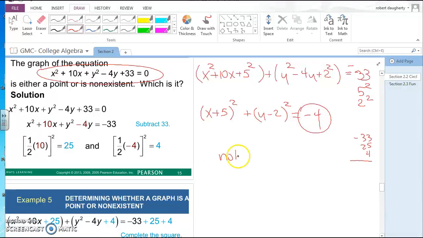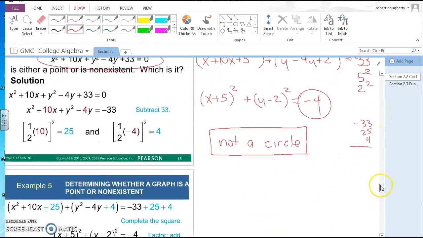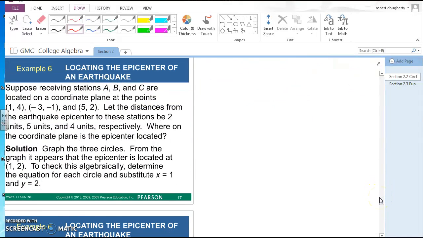So this is not a circle. Because if I put it in the center-radius form of a circle, I need a positive number to the right of that equal sign. I can't have a radius of a negative number. So there is no circle that meets that equation.